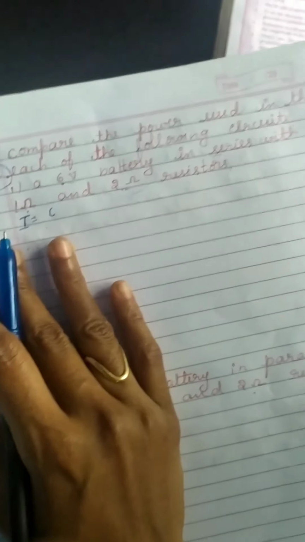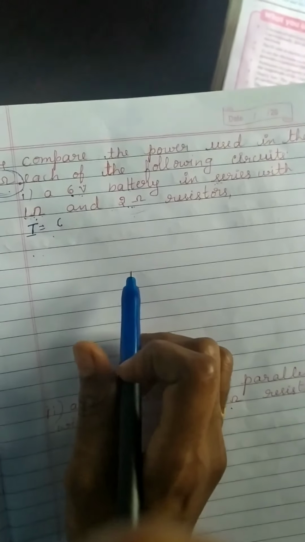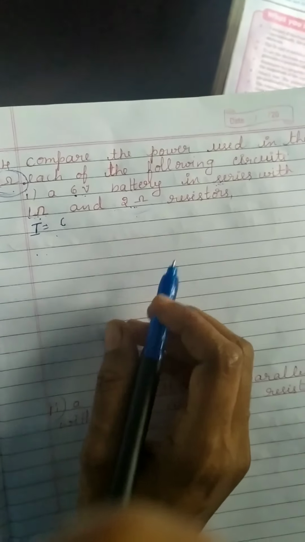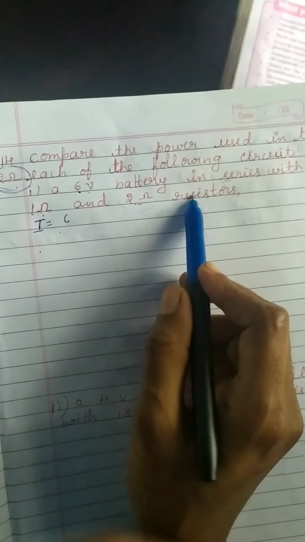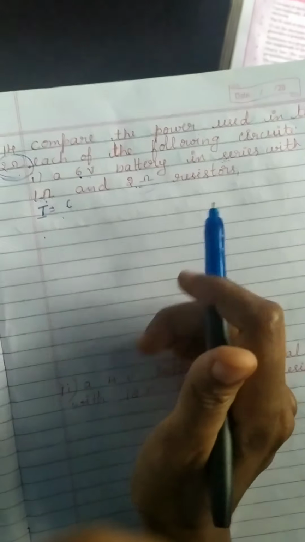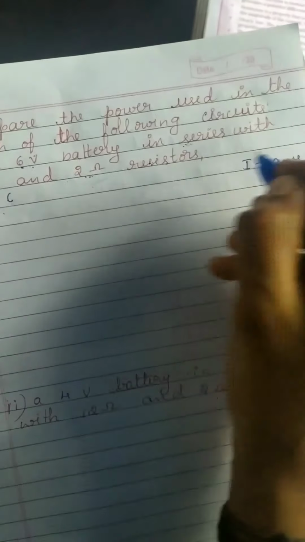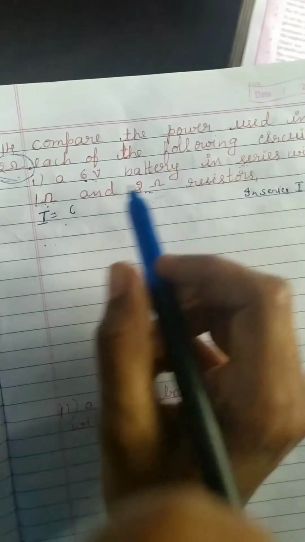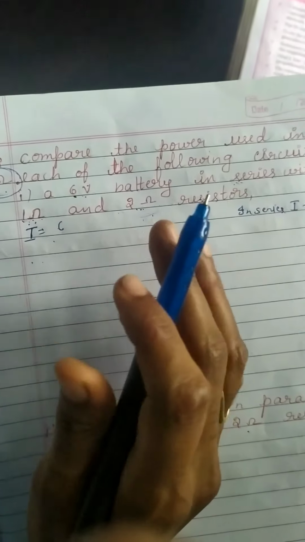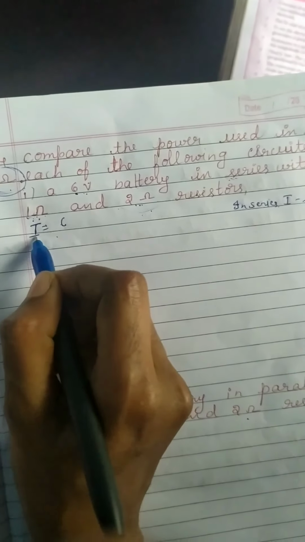So how can we calculate the power at the 2 ohm resistor? Now when the circuit is in series connection, what remains the same? The I is the same, right? I is the same in series. That is, current in 1 ohm and 2 ohm remains the same. So first we can calculate the current.